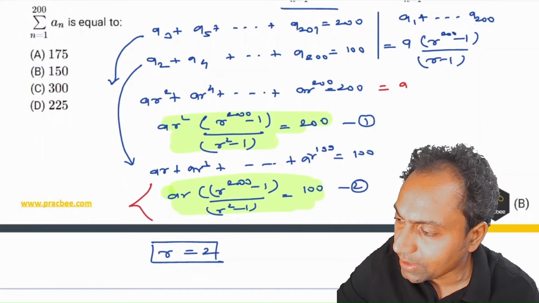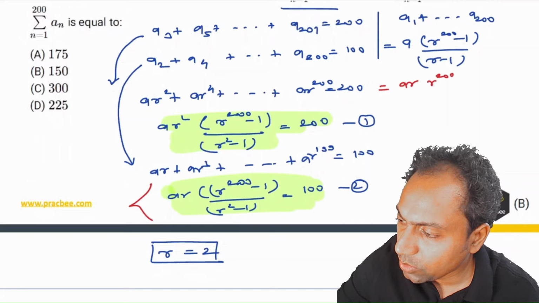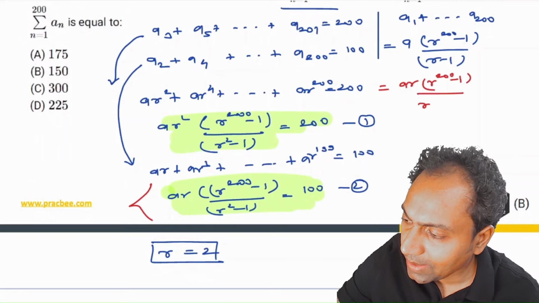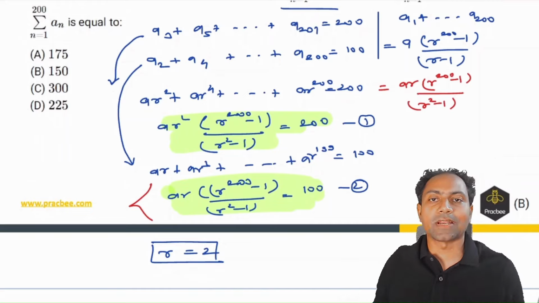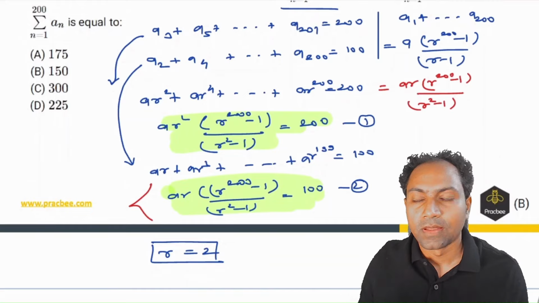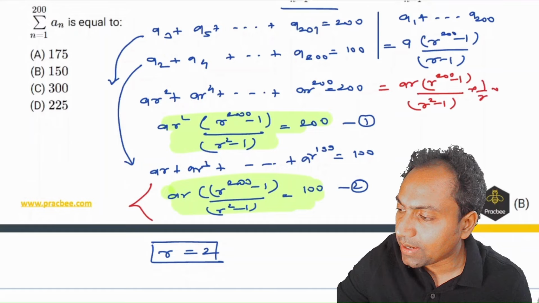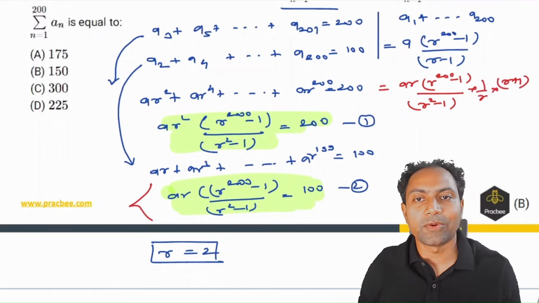So now, if I multiply by R, then 200 minus 1 by R square minus 1. So you can see that I have replicated most of the parts here. Now, in order to get there, I will have to divide by R and I have to multiply by R plus 1. If I do that, I will be able to get my answer.